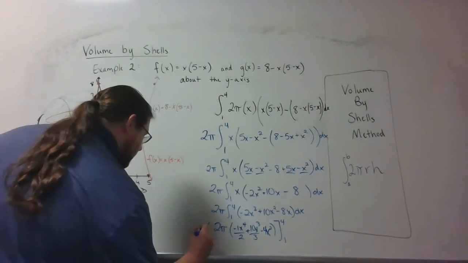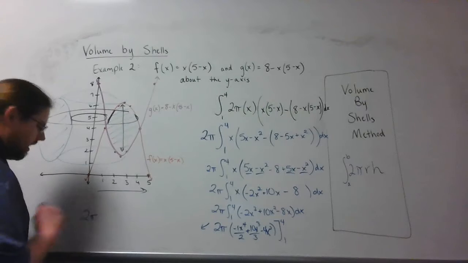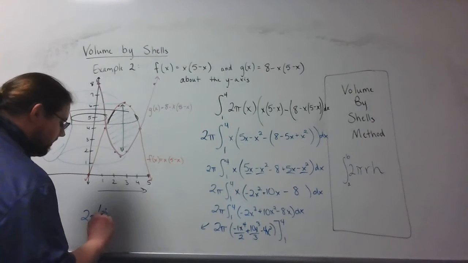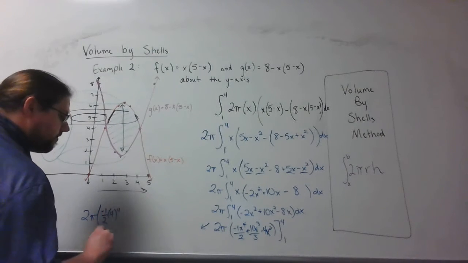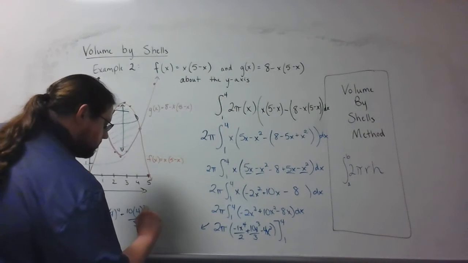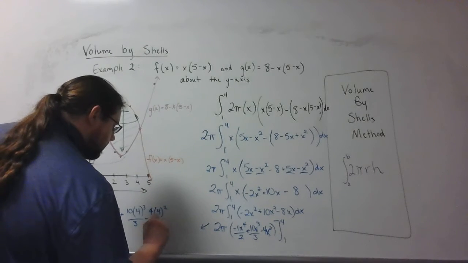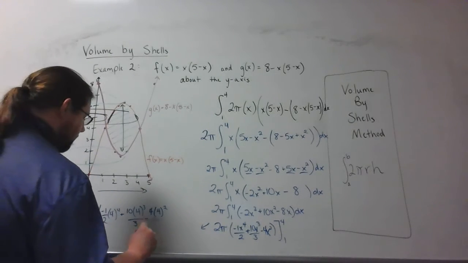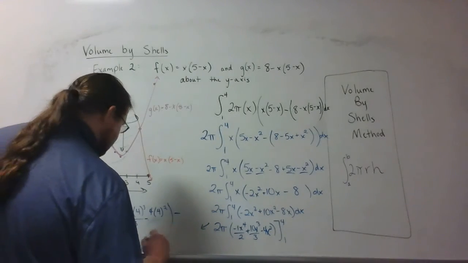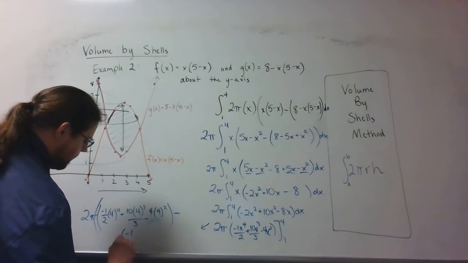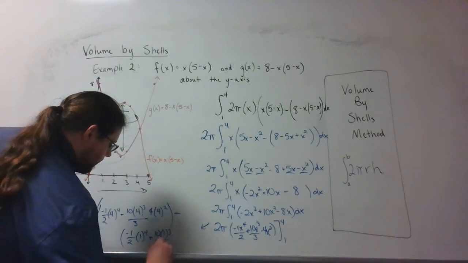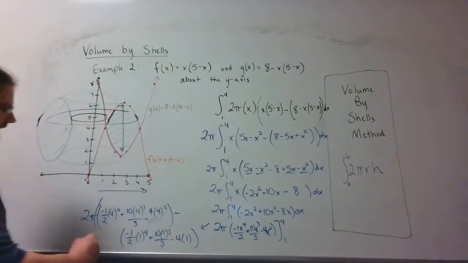I'm going to work this out over here so I can save my room. So I've got 2 pi times, and I'll write this out, negative 1/2 times 4 to the 4th plus 10 times 4 cubed over 3 minus 4 times 4 squared. That's not over anything, excuse me. And then I'm going to put my parentheses here and subtract the 1 part from it. I'll just write it down below. So we're going to do negative 1/2 of 1 to the 4th plus 10 times 1 cubed over 3 minus 4 times 1. And all of that is going to go together.